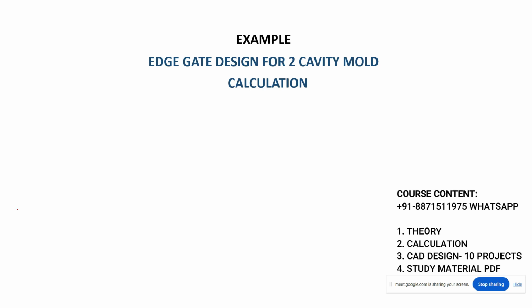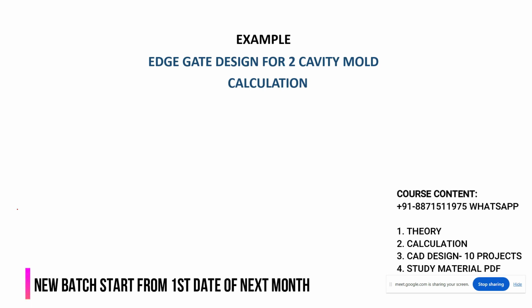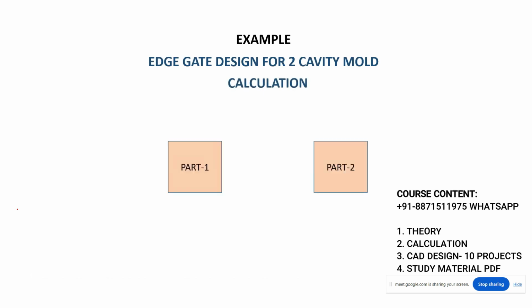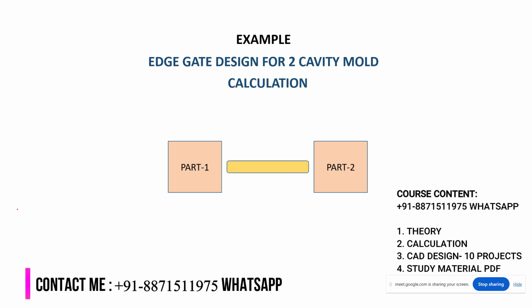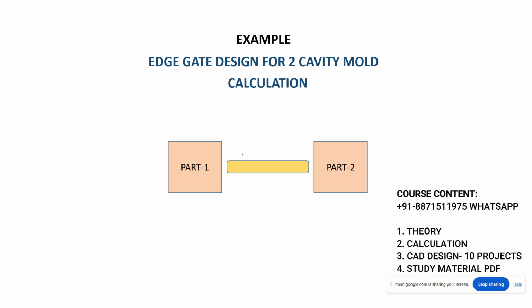Okay, just for an example, edge gate design for a 2 cavity mold calculation, right? See here, for example, we have a part 1 and part 2 here. We have to design depending upon the part weight and the length. Okay, how to decide the runner diameter? Tell me, how to decide this diameter? Tell me the formula for the diameter.